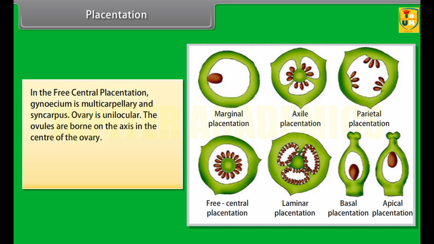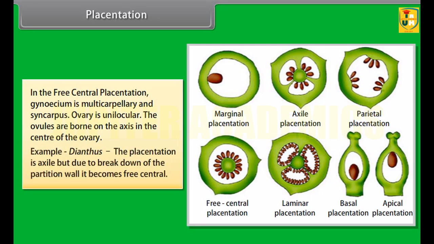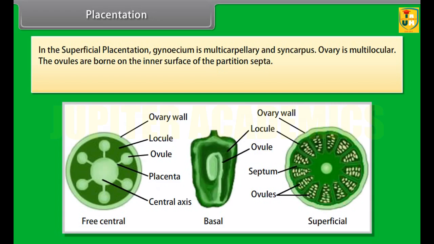In the free central placentation, gynoecium is multicarpellary and syncarpous. Ovary is unilocular. The ovules are borne on the axis in the center of the ovary. Example, Dianthus. The placentation is axile, but due to breakdown of partition wall, it becomes free central. In the superficial placentation, gynoecium is multicarpellary and syncarpous. Ovary is multilocular. The ovules are borne on the inner surface of the partition septa. Example, Nymphaea.